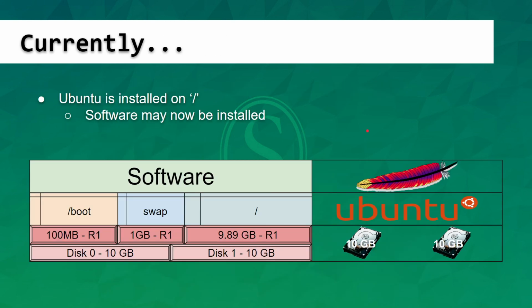And that's kind of how it would look, right? We would install Ubuntu on the slash drive, which is a 9.89 gigabyte RAID 1, and then this would be a 100 megabyte RAID 1 and a 1 gigabyte RAID 1. And that's just showing that with software RAID, or even I guess a controller-based RAID setup, you don't have to RAID the entire disks. You can cut them up and then RAID the partitions with software RAID.